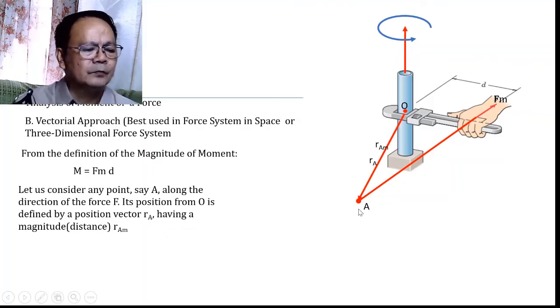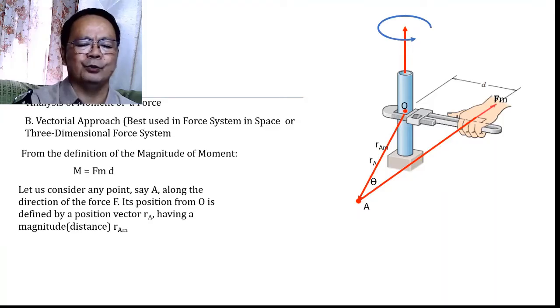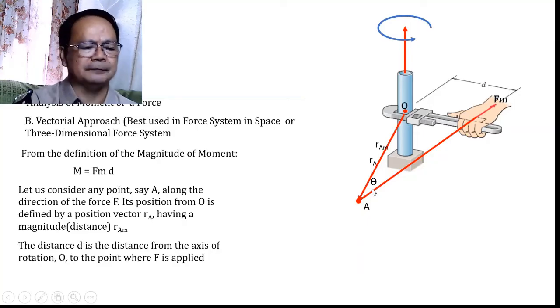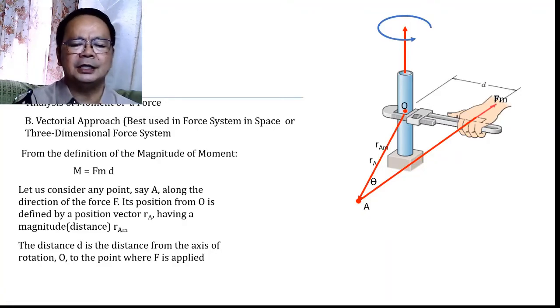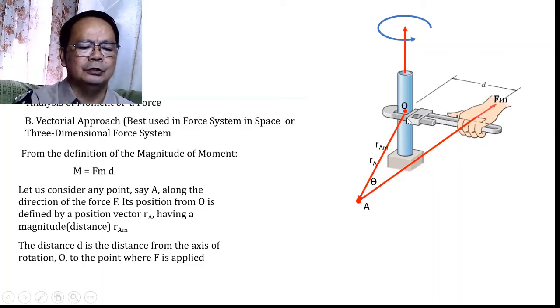Then the angle theta that this position vector makes with respect to this direction of the line shall be equal to theta. The distance d is the distance from the axis of rotation to the point where F is applied, and so this is the distance d, which is perpendicular to the direction of the force F sub m. And let us imagine that that point is called C.